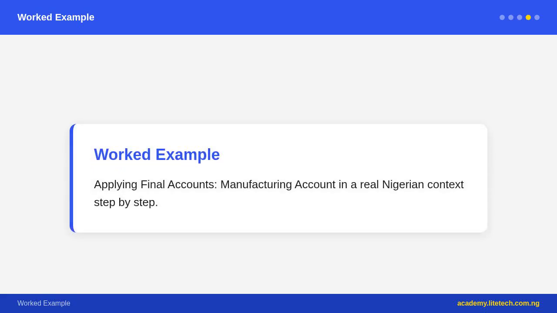Remember, final accounts are financial statements prepared at the end of the financial year, showing the financial position and performance of a business, and include manufacturing account, trading account, profit and loss account, and balance sheet. Manufacturing account is a financial statement prepared by businesses that manufacture their own goods, showing cost of goods manufactured during a period. It is the first of the final accounts, and its result feeds into the trading account.